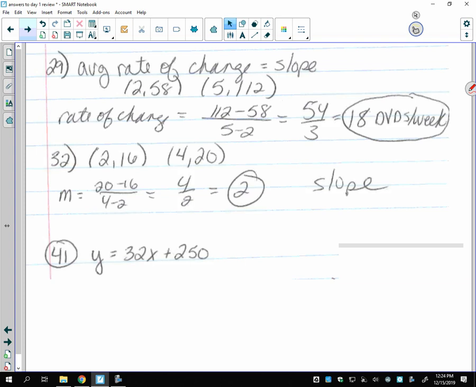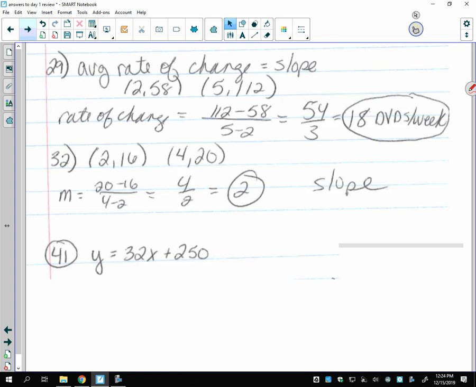And think about the units on this. The y's were DVDs and the x's were weeks. And so we could say that the average rate of change was 18 DVDs per week. And so anytime you see something like that, remember that that's a slope, rate of change. Number 32, I think they gave you a graph and asked you to find the rate of change. I just found 2 points where they crossed and I did the slope. So I got 2 as the answer.